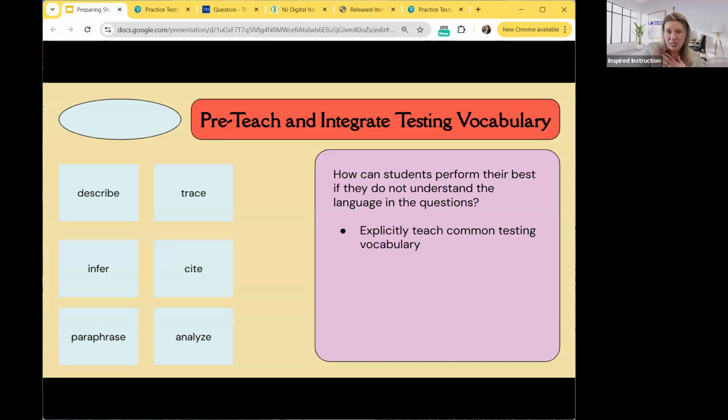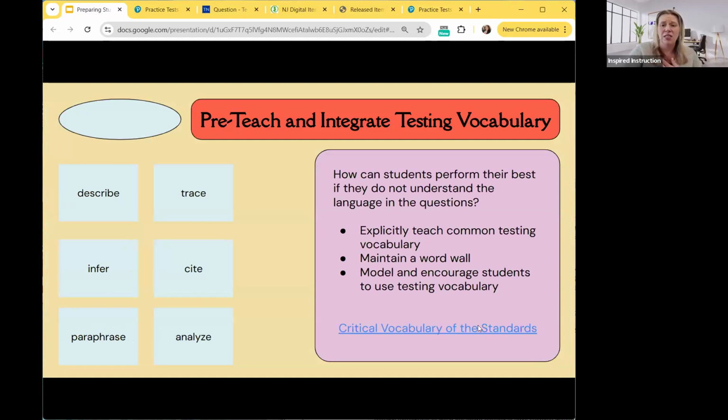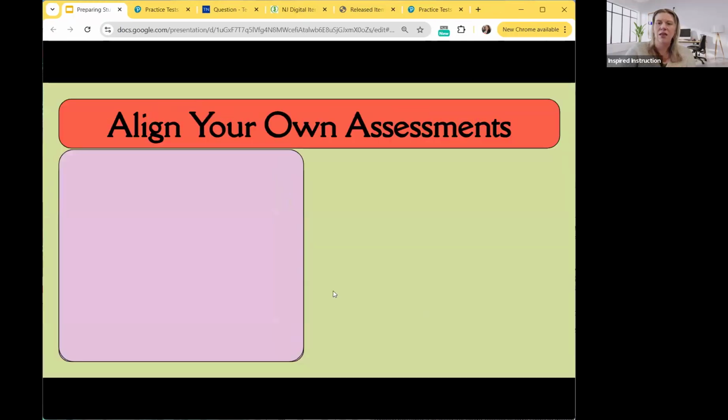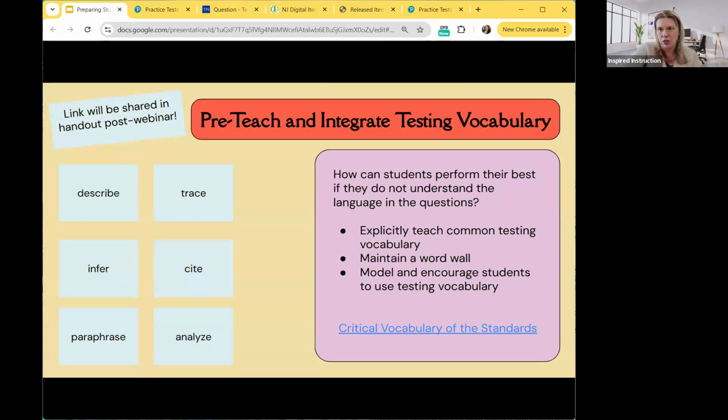So I recommend explicitly teaching common testing vocabulary. You can do that as a word wall. You can do this as vocabulary activities that you do with any other kind of vocabulary. Model and encourage students to use testing vocabulary. And this comes from a list, and you will get a copy of this list in the handout that you receive after the webinar. It's 55 words, based on grade level and what words are most likely to be used in each grade level on the test. So you will get a copy of that as well.